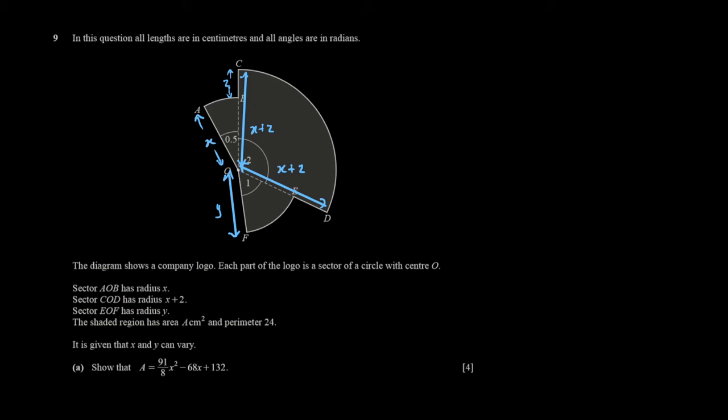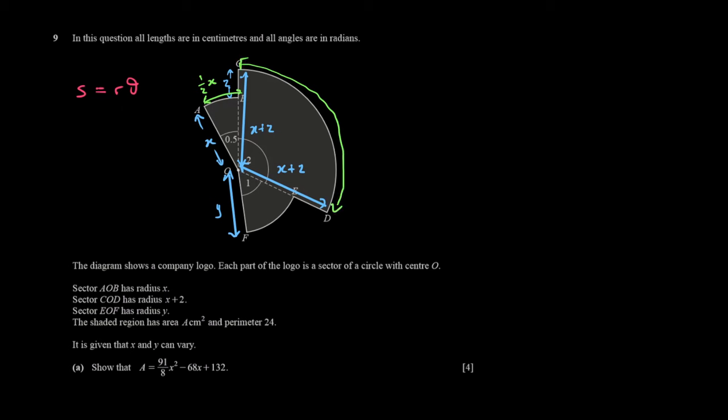Now, what's the formula for the arc length of a sector? Well, s is equal to r theta, right? Where r is the radius and theta is the angle in radians. So what's this arc length here going to be? Well, it's going to be the radius, which is x, times by the angle, which is 0.5. So we're going to get here a half x, okay? So 0.5x.